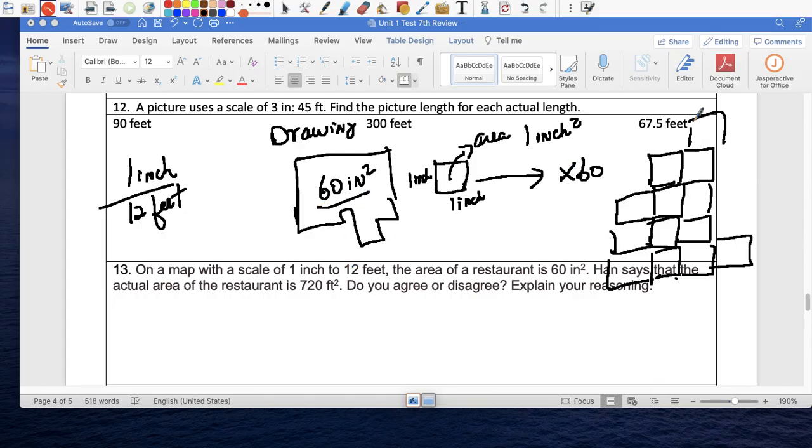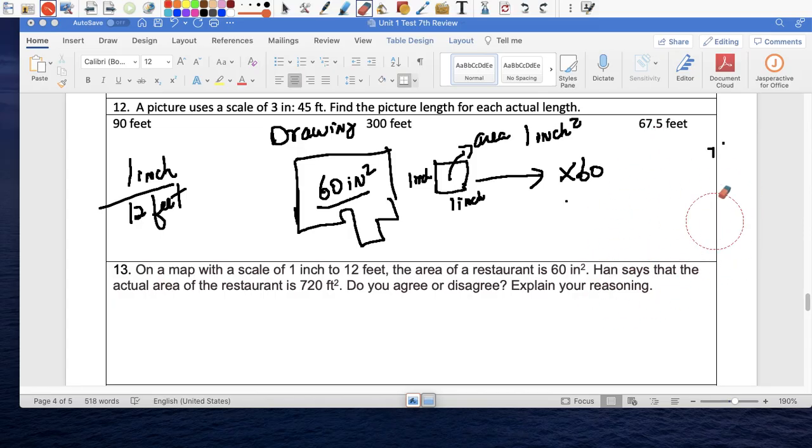Every single one of these is 1 inch squared. If I got 60 of these and put them together, whatever shape, that represents the restaurant. So here's my restaurant, and in this restaurant there are 60 of these 1 inch squares. That's what the first sentence says. Han says that the actual area of the restaurant is 750 square.